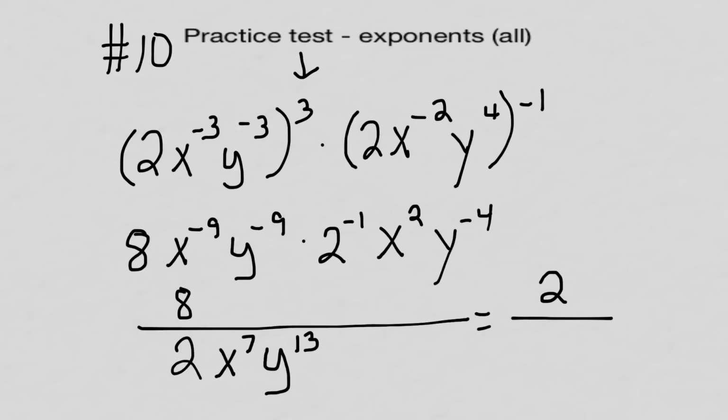Oh, I screwed that up. Erase. Both of them are divisible by 2. So if I divide 8 by 2, I end up with 4. I divide 2 by 2, I get 1. And the x to the 7th, y to the 13th stays on bottom.